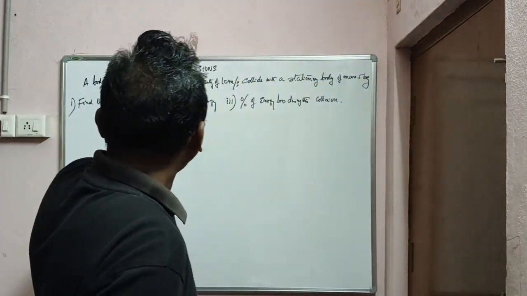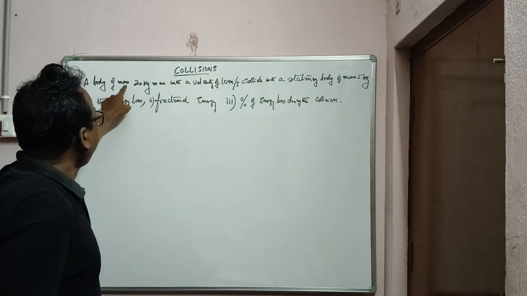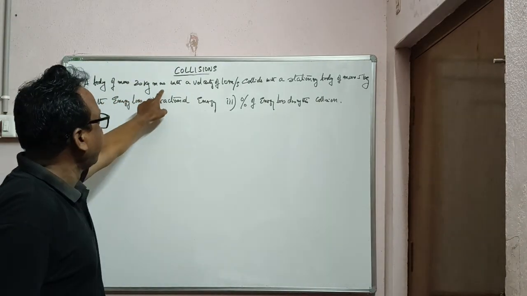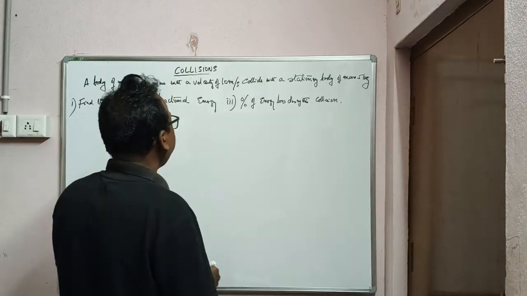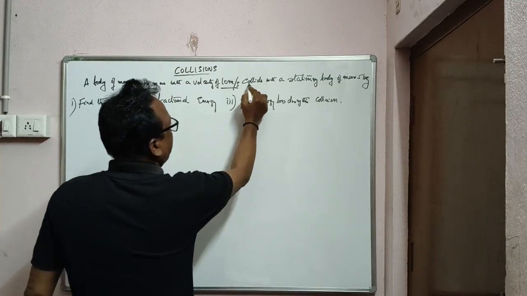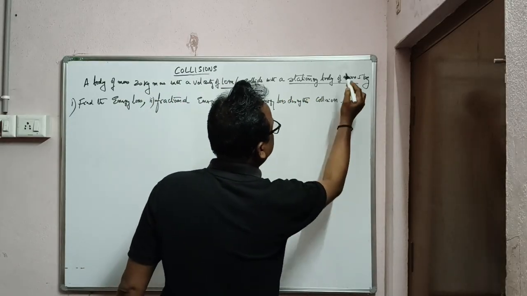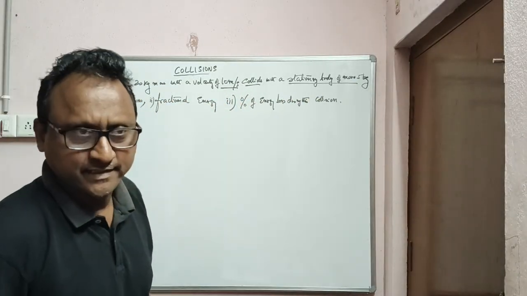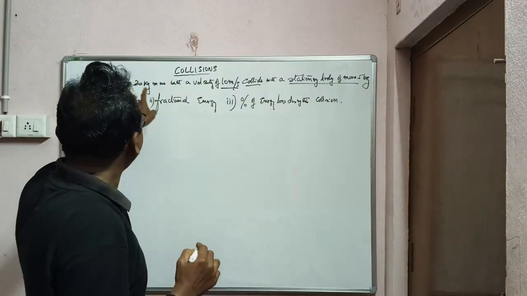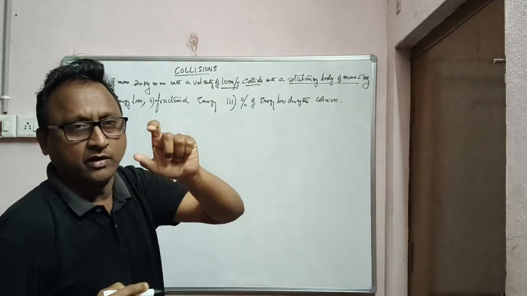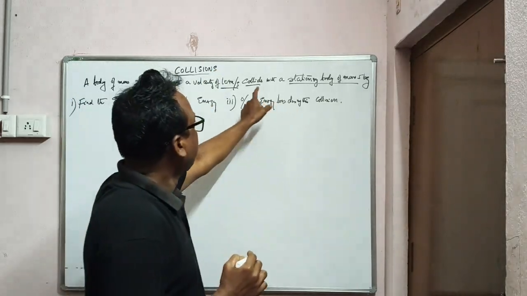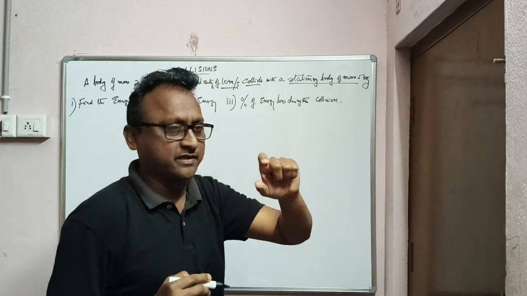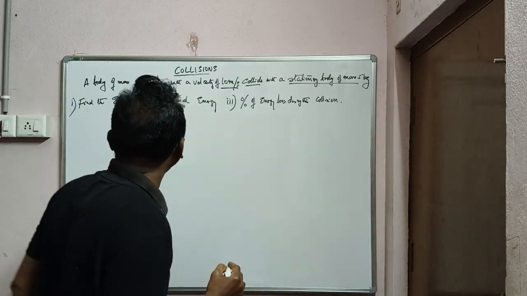So on the board you can see a body of mass 20 kgs is moving with a velocity of 10 meters per second, collides with a stationary body of mass 5 kgs. A body of mass 20 kilograms, moving with a velocity 10 meters per second, collides with a stationary object which is having a mass 5 kgs.